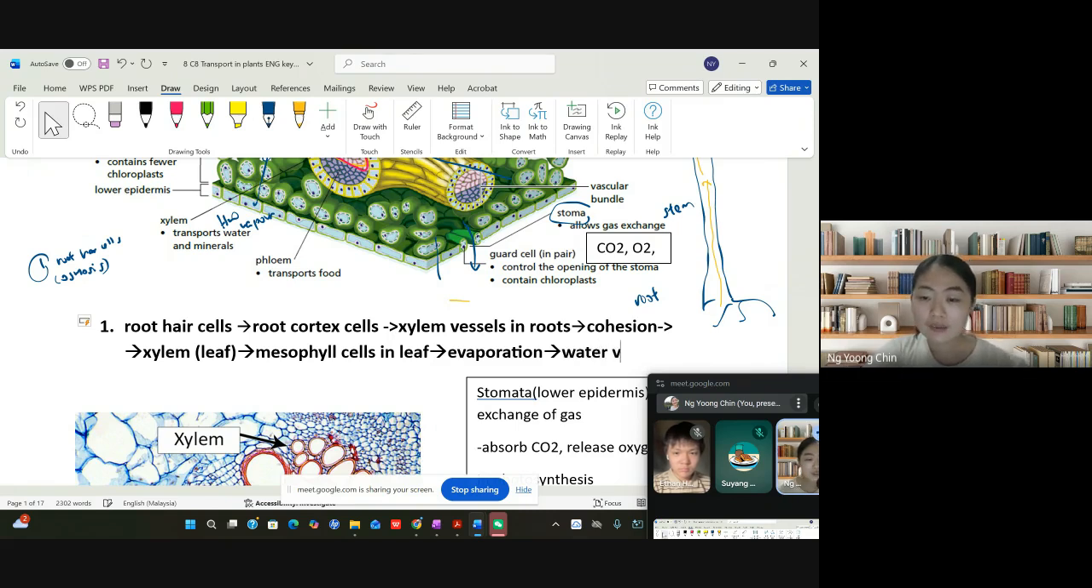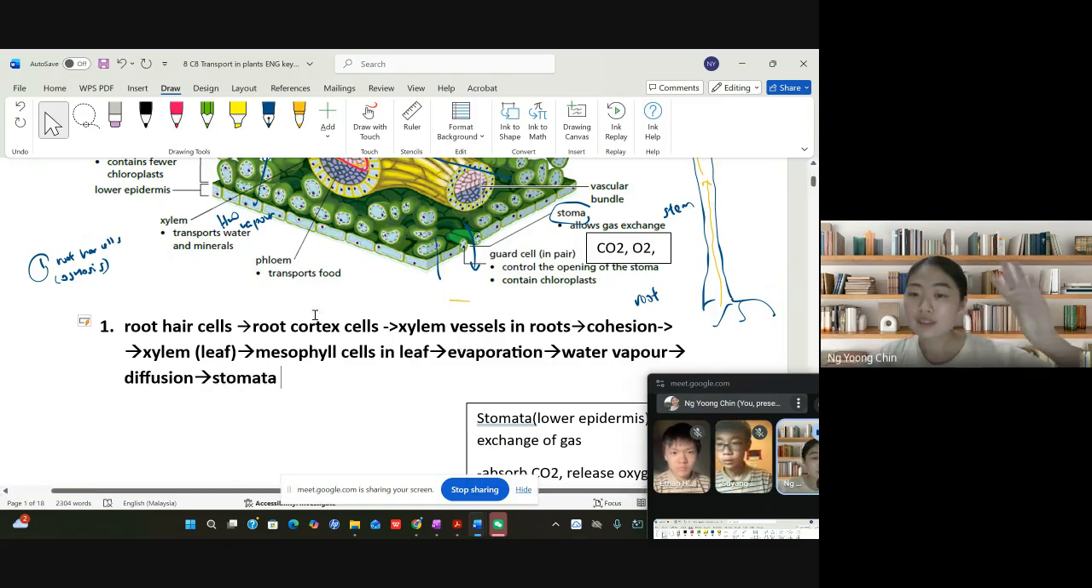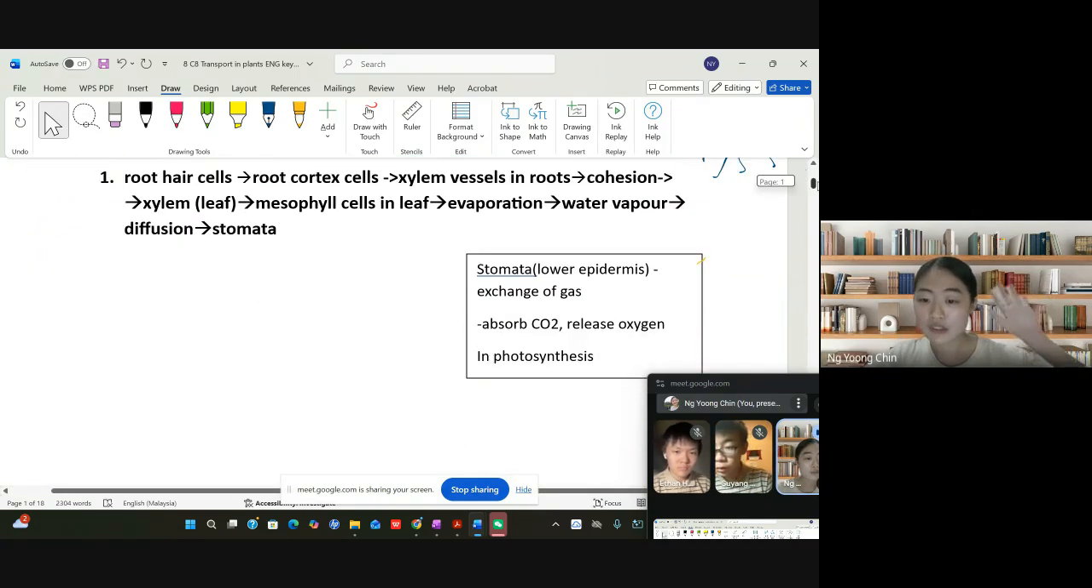They become water vapors. Later the water vapors undergo diffusion, and then they can diffuse to the outside through the stomata. So here's the overall process. Later I will send this note to you.